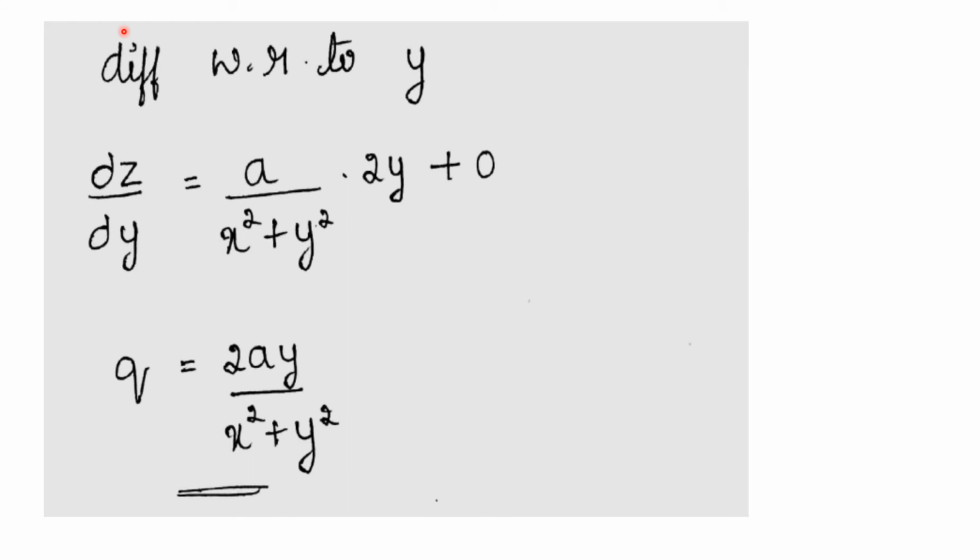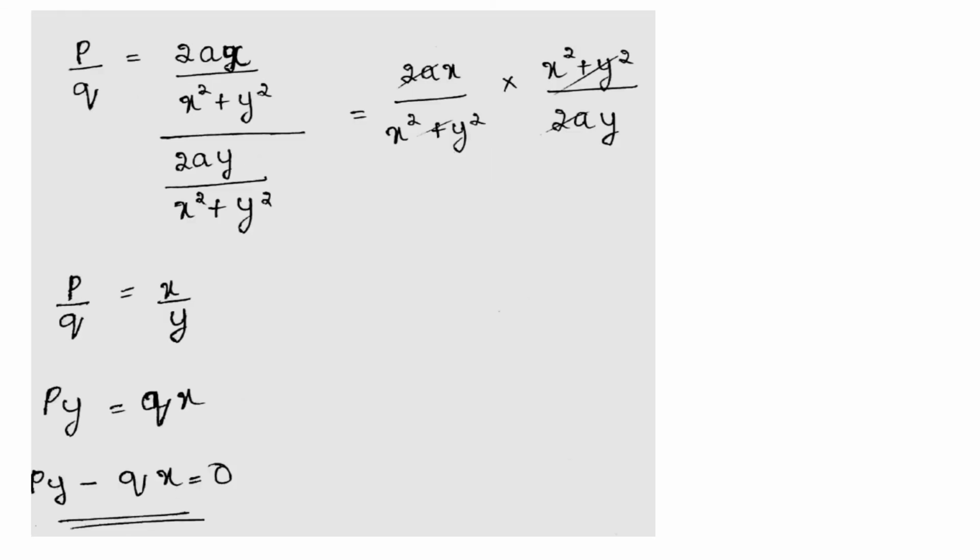Okay, so next we'll differentiate it partially with respect to y. Differentiation of z with respect to y is dou z by dou y equal to a, a is a constant, that will remain as it is. Differentiation of log of x square plus y square is 1 by x square plus y square into differentiation of x square plus y square with respect to y, which is 0 plus 2y. So 2y into a is 2ay divided by x square plus y square, whereas dou z by dou y is equal to q.